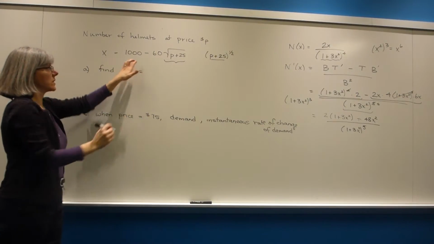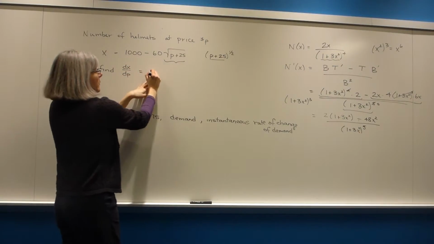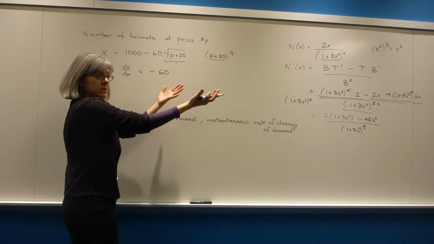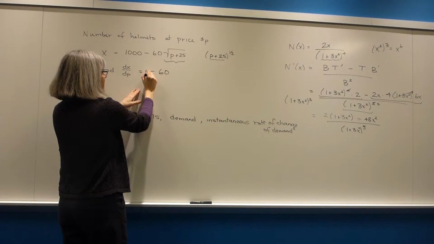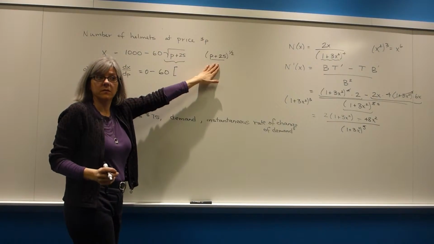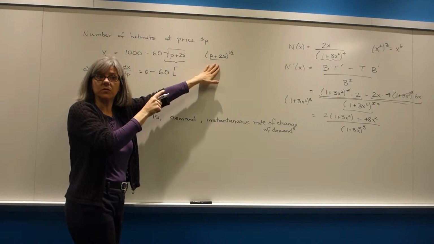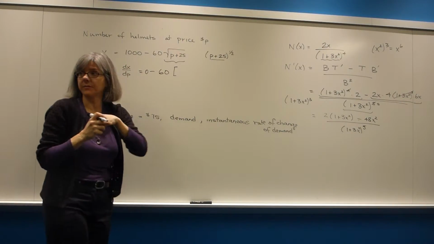So when I'm going through doing the derivative, the derivative of 1,000 is 0. Minus 60 times, because subtracting and multiplying by a number just carries through, so I've got 0 minus 60 times the derivative of this. So you guys do that one. That's a basic chain rule, because I've got something to the 1/2.